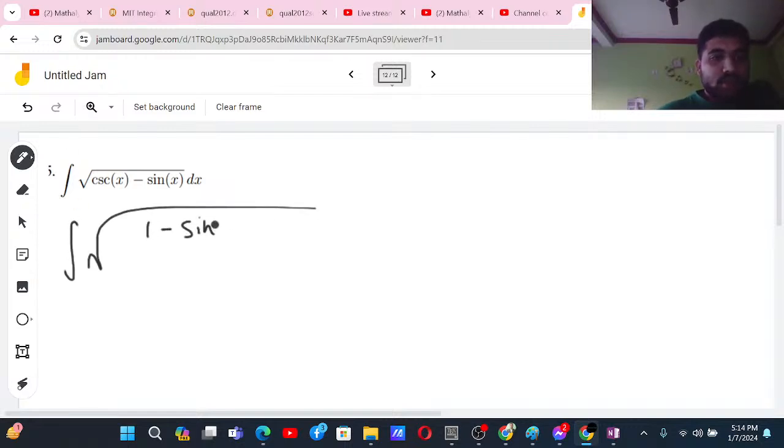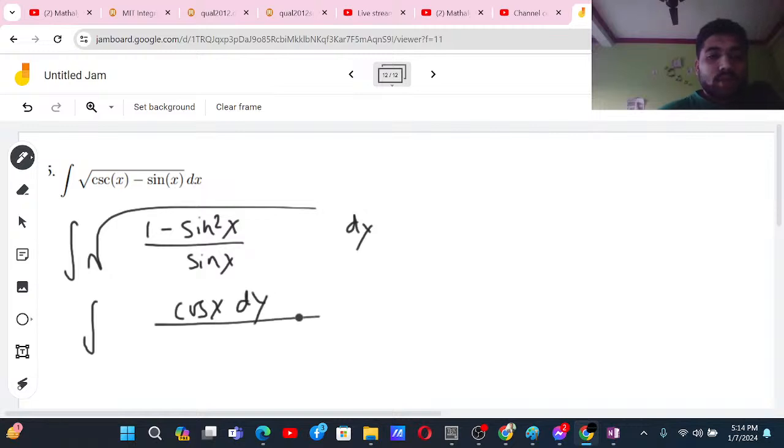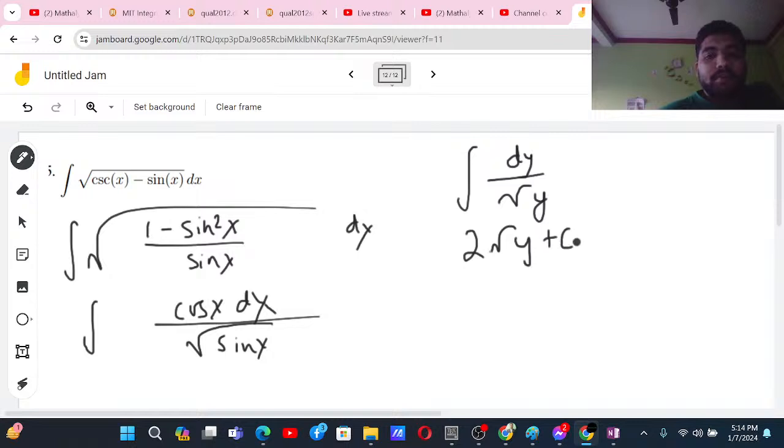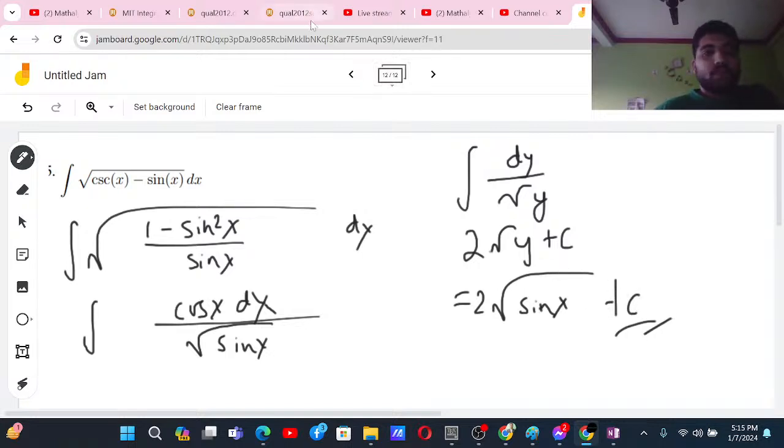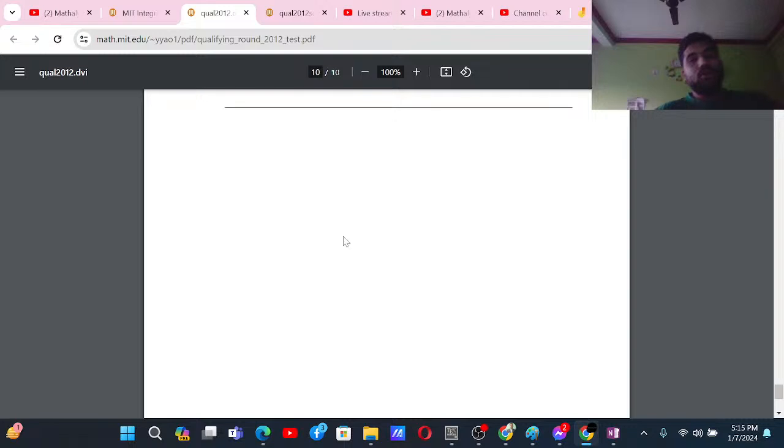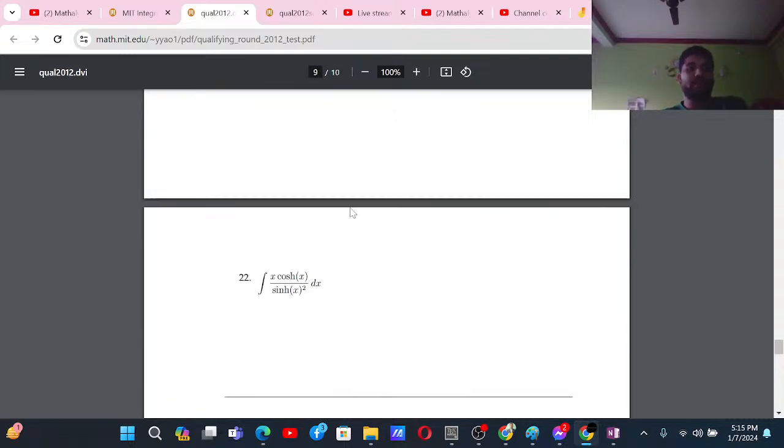So 1 minus sin square x by sin x, just take the LCM first, and that will be root under cos x dx by root sin x. Now you can just let sin x as y, that gives us dy by root y, and that is 2 root y plus c, and y is sin x, so that's 2 times root sin x plus c, and that's the answer. So we have basically solved all the problems from MIT Integration Bee 2012.